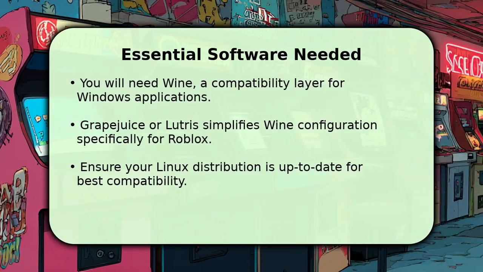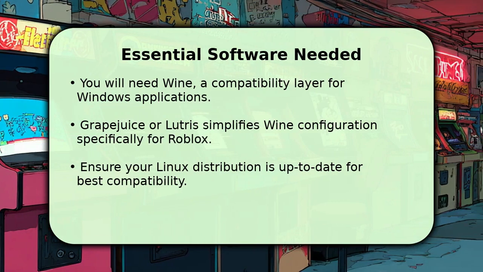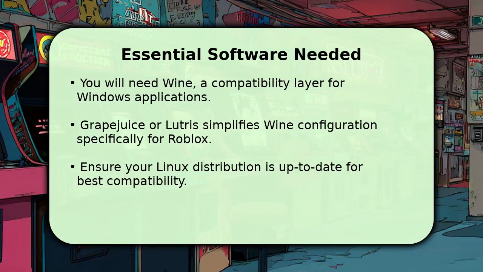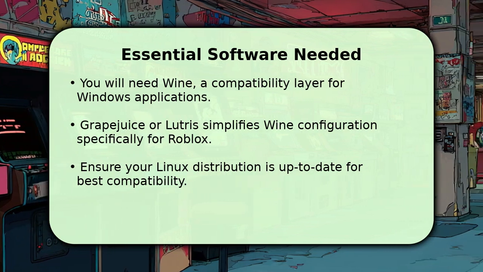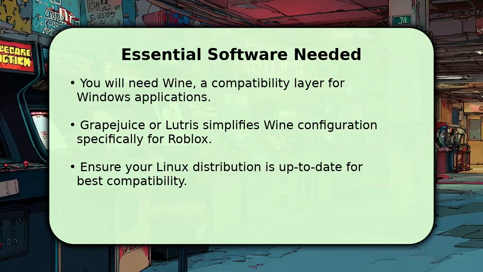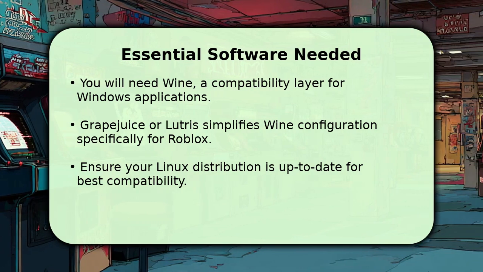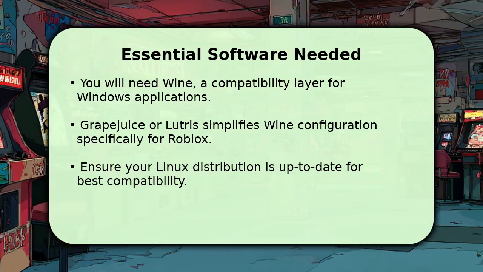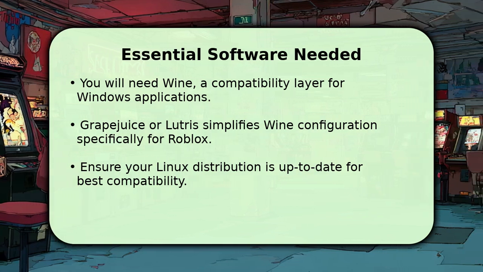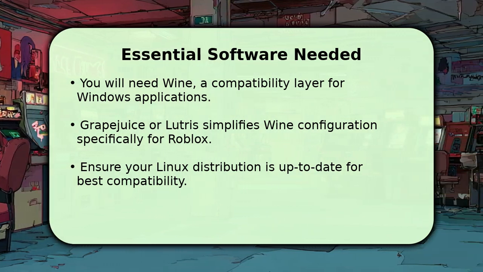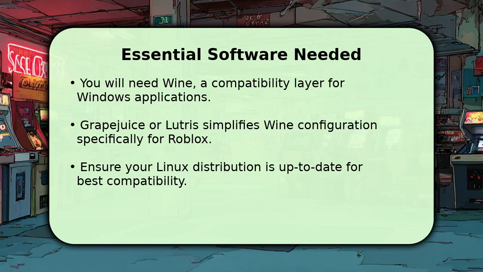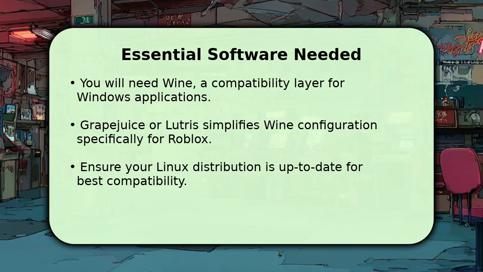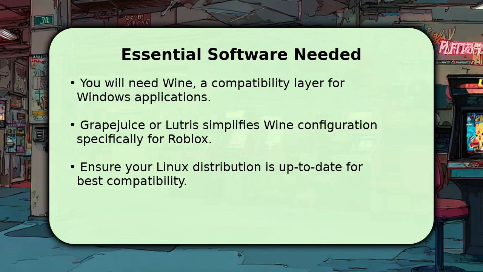Before we begin the installation, gather a few essential software components. First, you will need Wine, which is the cornerstone for running Windows programs on Linux. Next, we highly recommend using Grapejuice or Lutris. These frontends streamline the Wine setup, making the process much smoother, especially for a complex application like Roblox. Lastly, make sure your Linux system has all its latest updates installed, as this often resolves potential compatibility issues proactively.